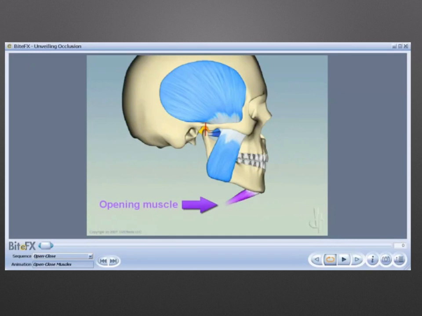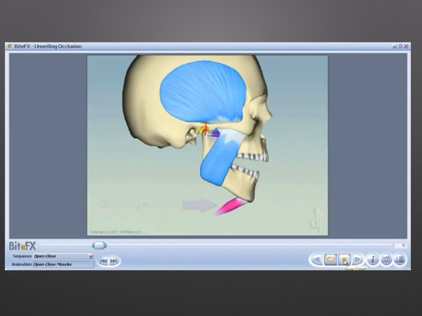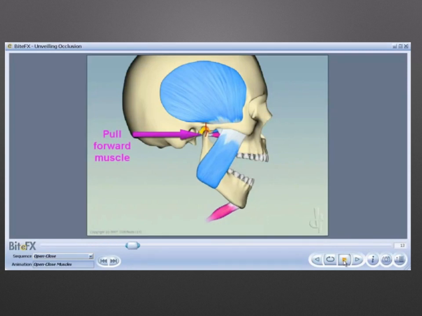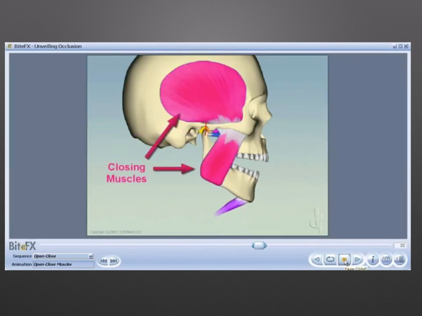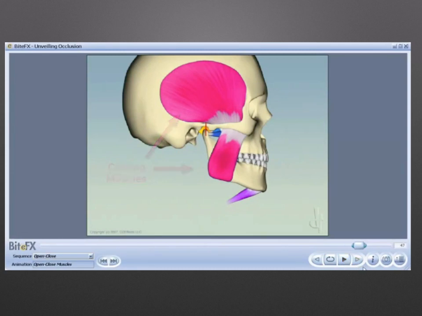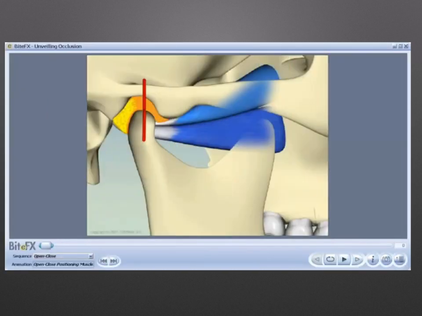You have a muscle under your jaw that pulls it down to open. Then, to open really wide, your jaw actually comes out of its socket and is pulled forward by another muscle. To close, these muscles relax, and your strong closing muscles go into tension and bring your teeth together. Now let's take a closer look at the joint.